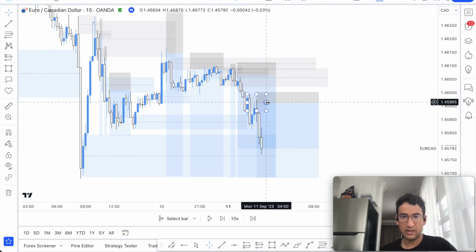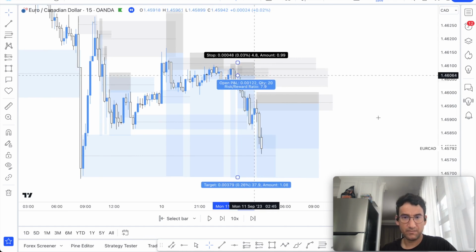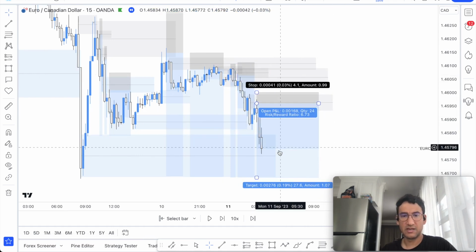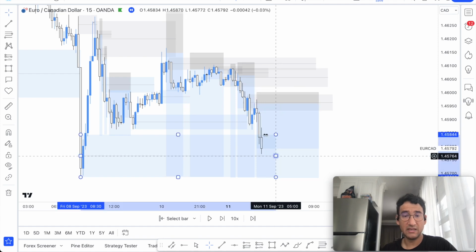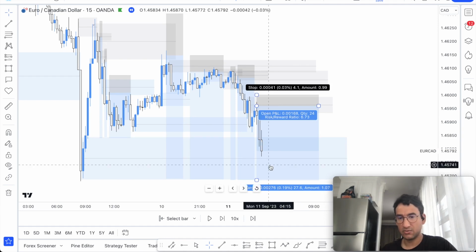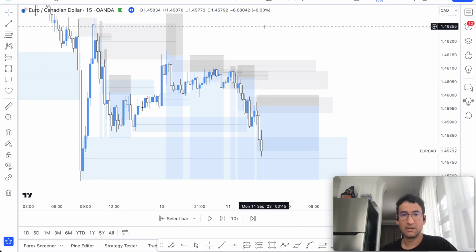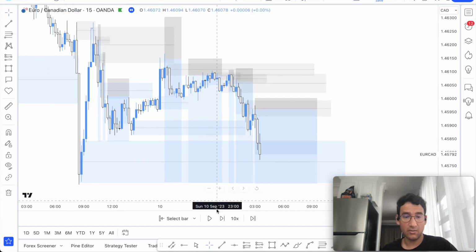So we want to obviously limit our entries, right? We can always try and enter as much as we possibly can, even if it's failed demands to supplies. But it can only go so much that when price gets down to a near demand zone, there's obviously interested buyers there. When price gets to a supply zone, there's interested people that are wanting to sell, right? So let's see what happens here.